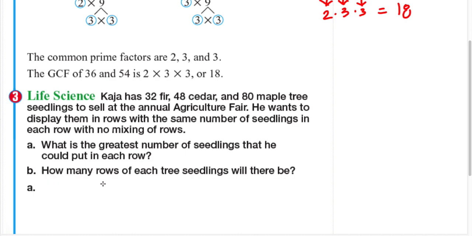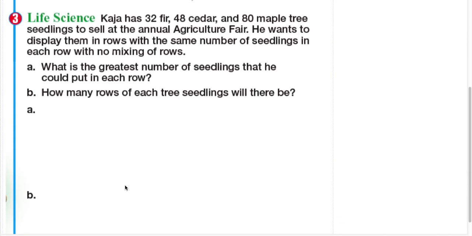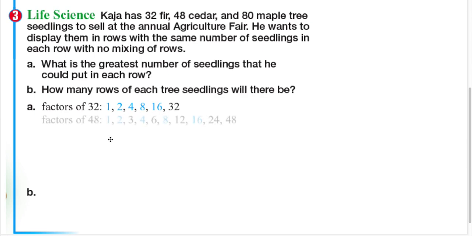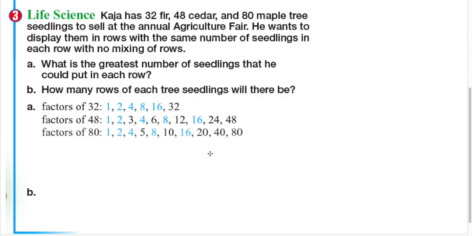And letter B, how many rows of each seedlings will there be? So let's answer the first question because we cannot answer B without answering A. So let's take a look at the factors of 32. 1, 2, 4, 8, 16, and 32. The factors of 48 are such, and the factors of 80 are such.